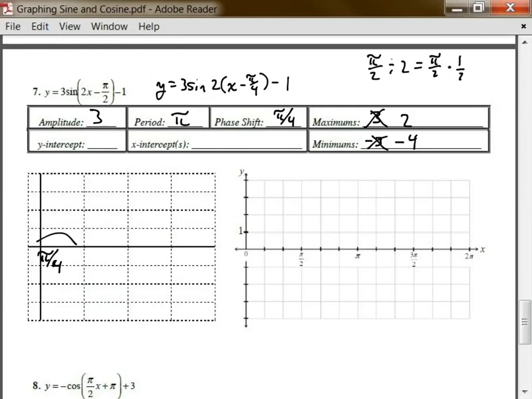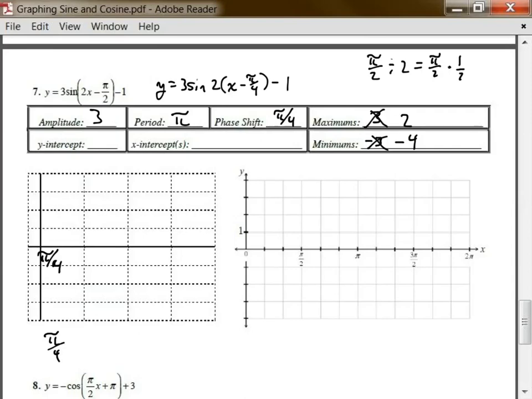So to know what we're going to increase by each time, let's take the period, the whole length, which is pi, and divide it by 4. So we have pi divided by 4, which is pi over 4. So I increase by pi over 4 each time I go to my next x value. So let's increase by pi over 4.